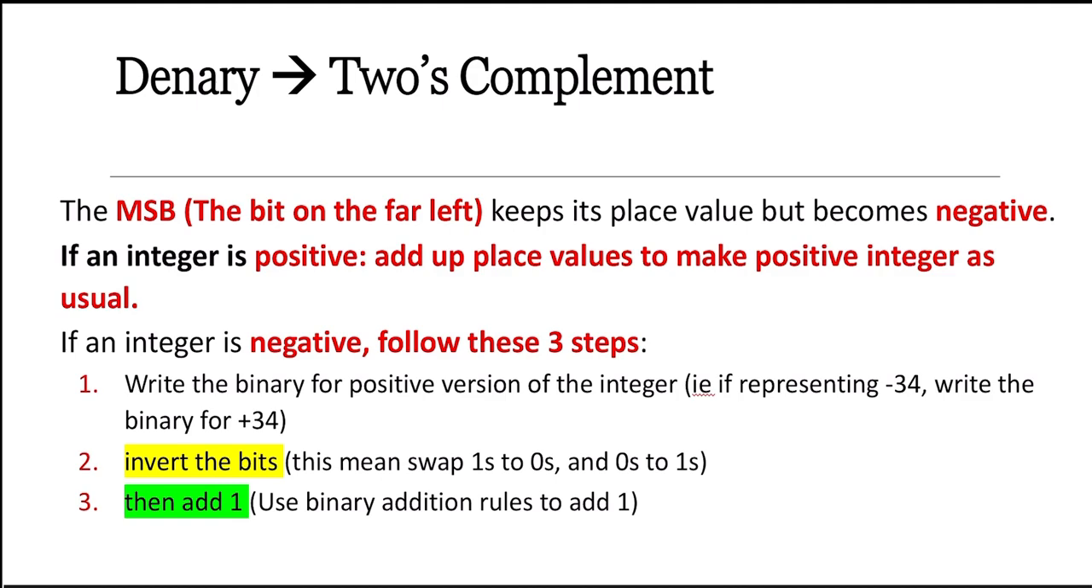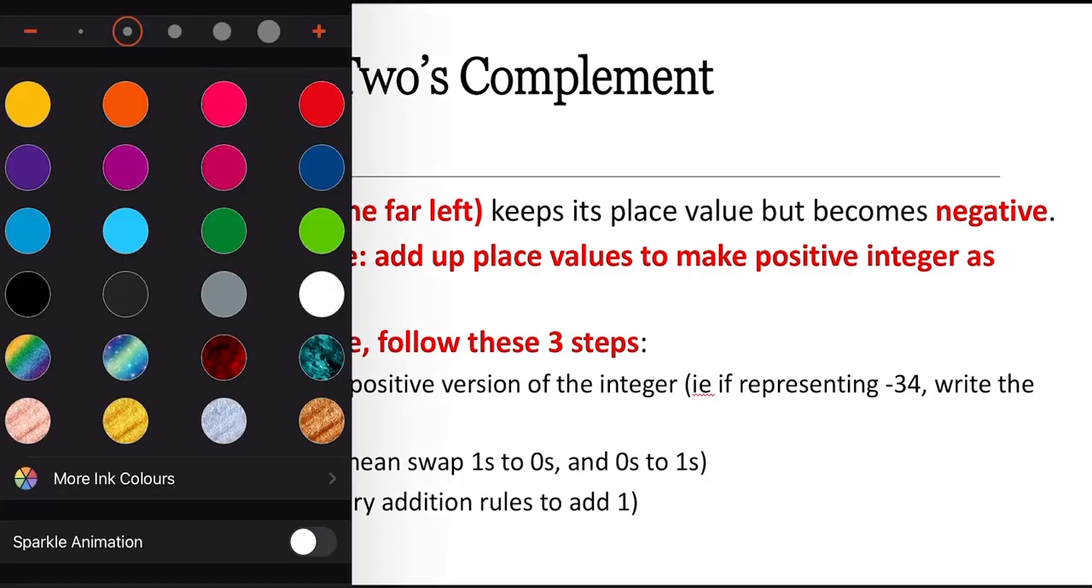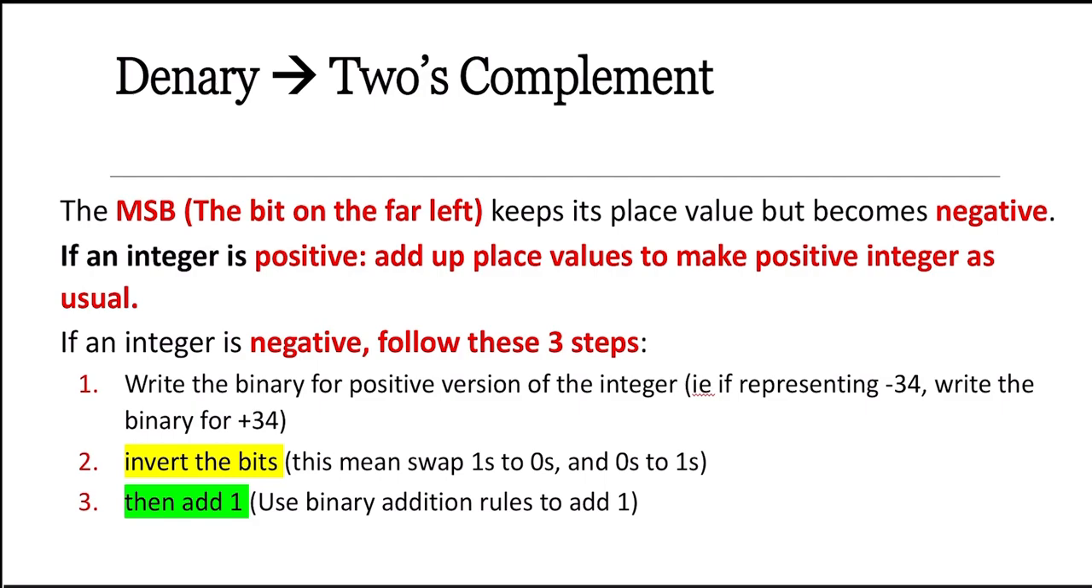In this video clip, I'm going through converting denary numbers to 2's complement. There's two ways you can do this. There's a really straightforward way, where you put the place values for a 2's complement binary number of 8 bits in place.